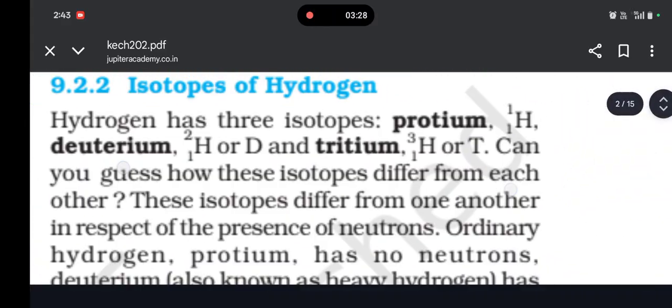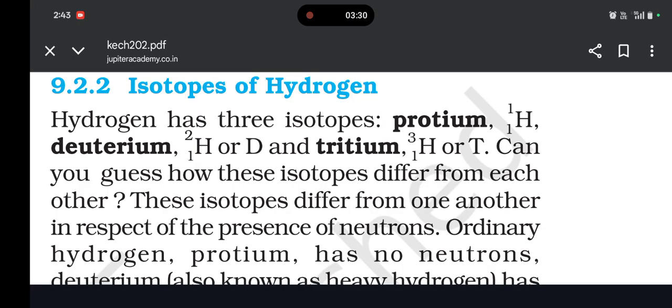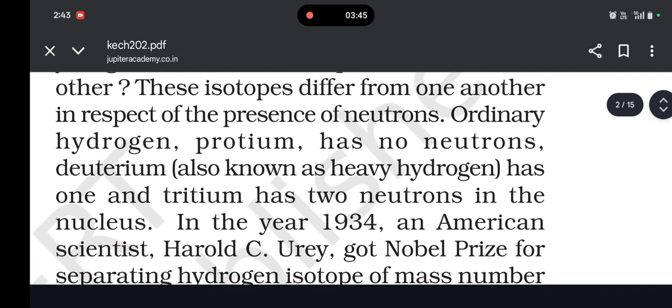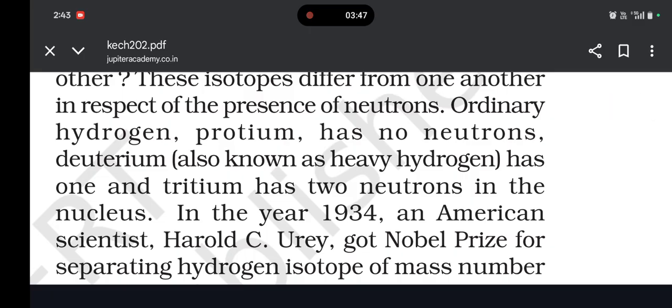Isotopes of hydrogen. Hydrogen has three isotopes: protium, hydrogen-1, deuterium, hydrogen-2 or D, and tritium, hydrogen-3 or T. Can you guess how these isotopes differ from each other? These isotopes differ from one another in respect of the presence of neutrons. Ordinarily, hydrogen, protium, has no neutrons. Deuterium, also known as heavy hydrogen, has one and tritium has two neutrons in the nucleus.